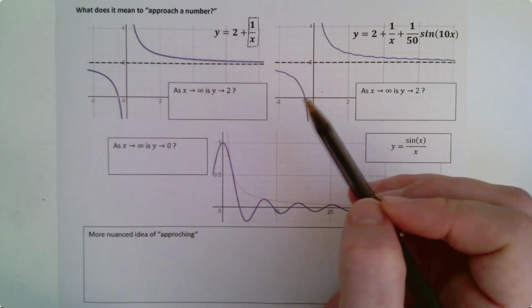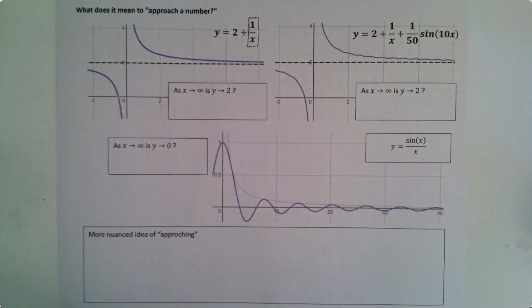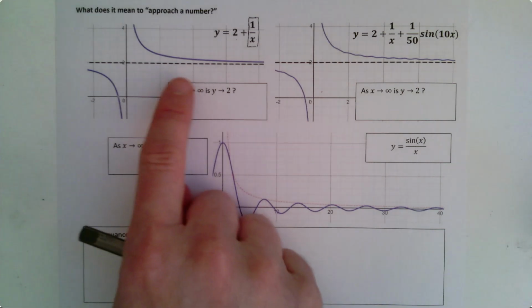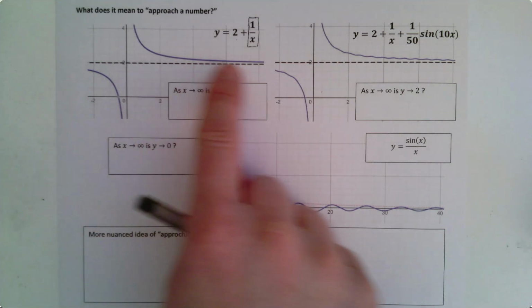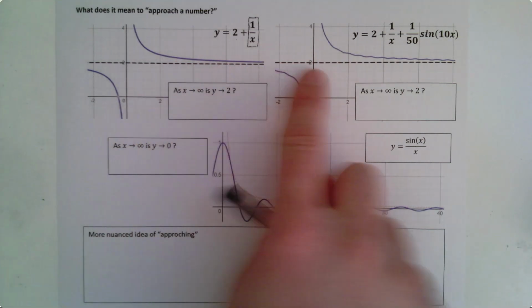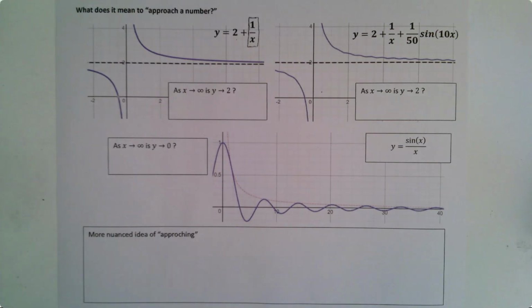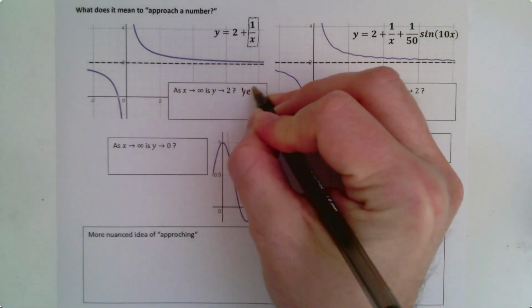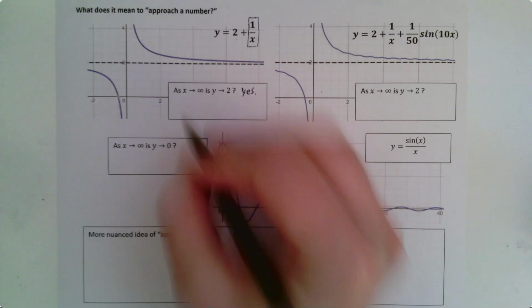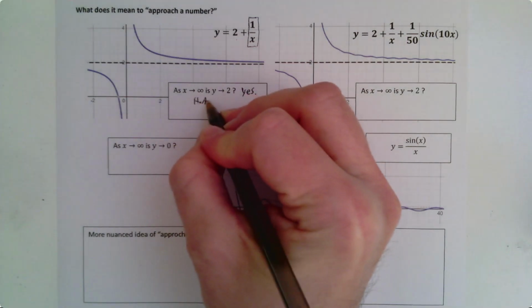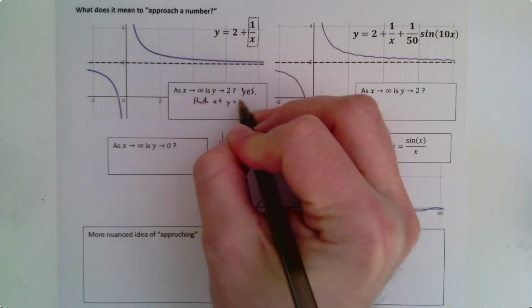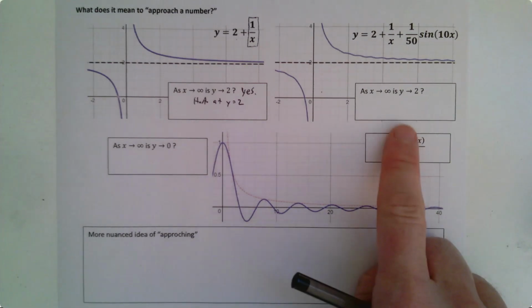So that's going to be our kind of informal, new, more nuanced definition of what it means to have a horizontal asymptote. We're going to think about it in terms of being able to get all of the y values arbitrarily close to the y value that we're interested in. So here we're going to say, yes, it does have a horizontal asymptote at y equals 2.